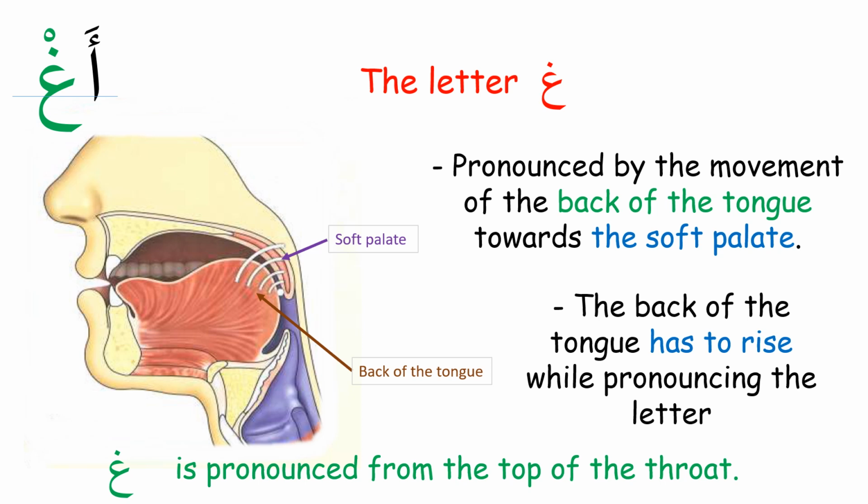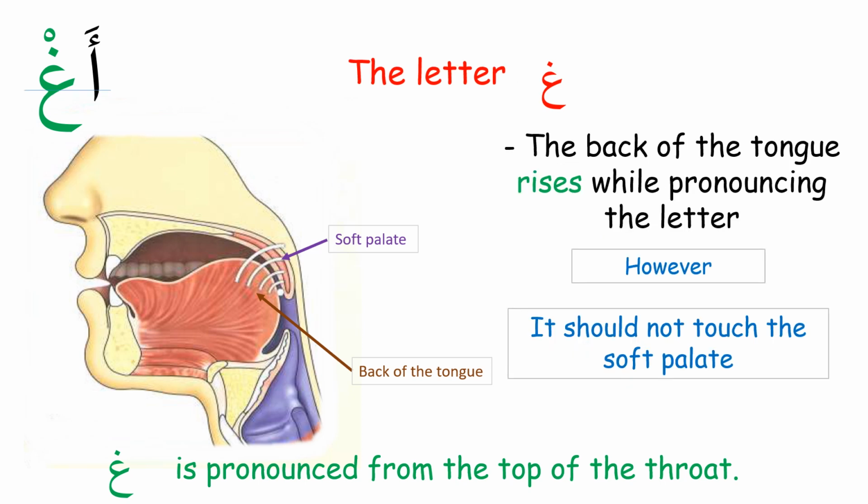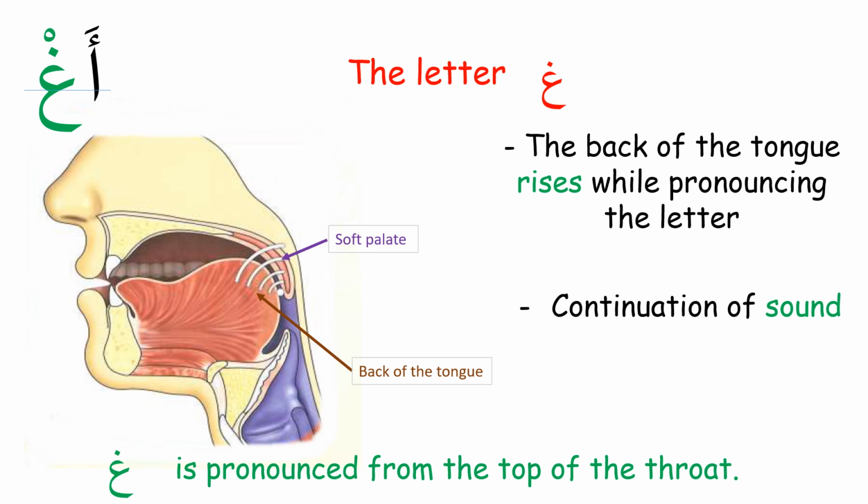A crucial hint: don't let your tongue go all the way back and close the makhraj. Even though the back of your tongue has to rise while moving back towards the soft palate, it should not touch it. The reason why: if we block the makhraj, we will prevent the sound from flowing, and this is the last thing we want to do, since it has to be a continuation of sound while pronouncing the letter غين. Owl. Kindly note that there is no continuation of breath. Owl.